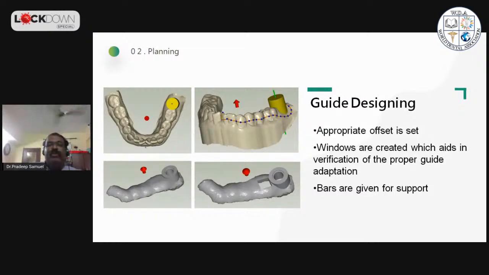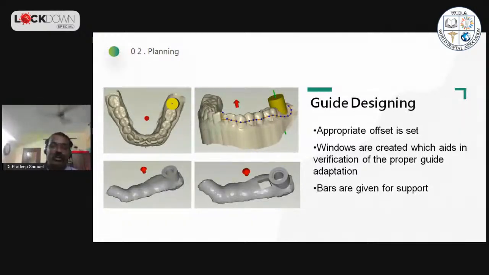And then we go in for something called guide planning. We have seen the stents which we use. It is the same way. There's a plate over it, and onto this plate, the cylinder, the offset which I told you about, gets fixed. It comes in one piece. So this is how it looks. This is your guide designing.